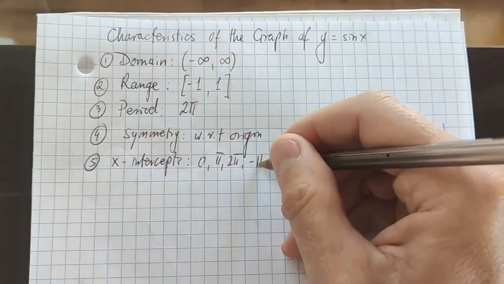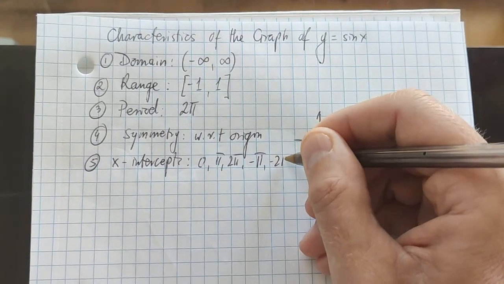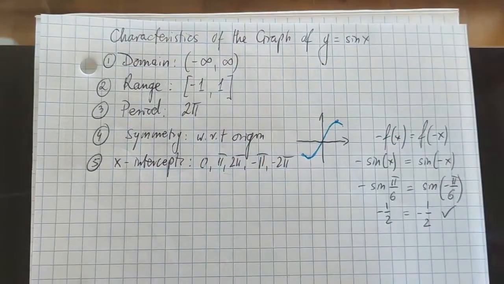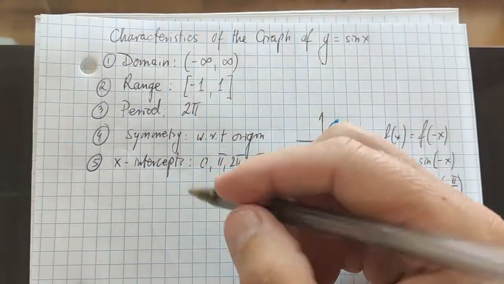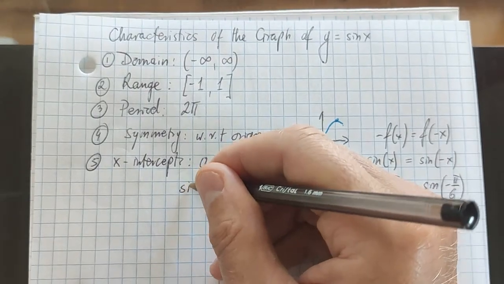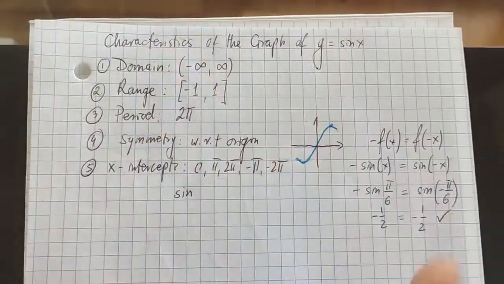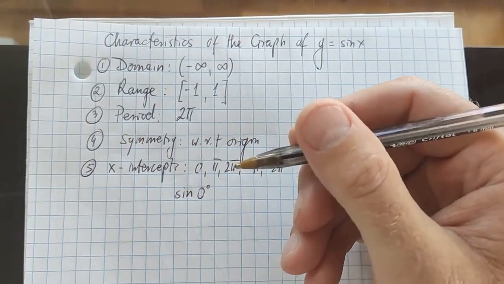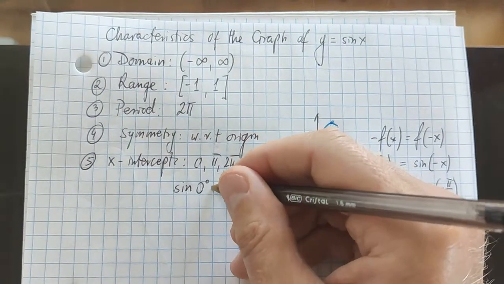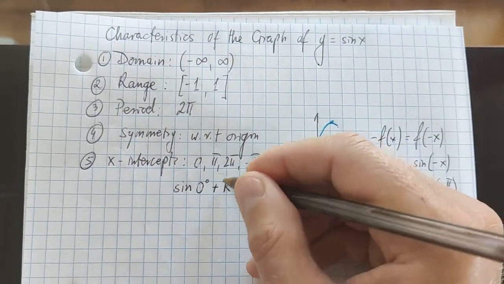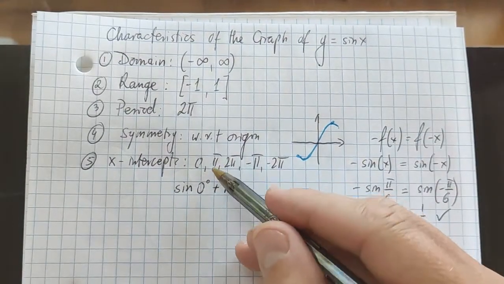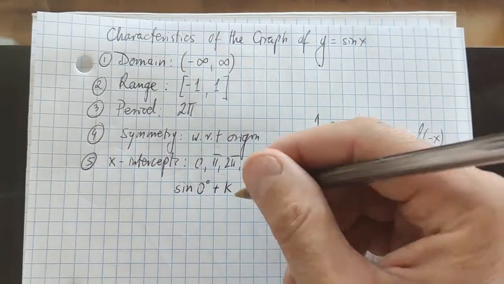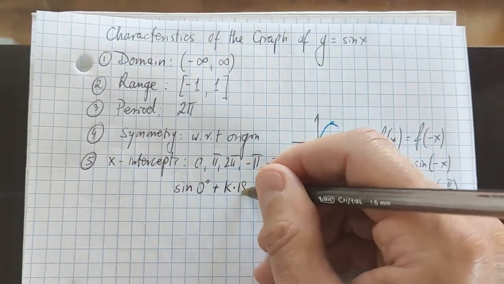So negative pi, and going the other direction, negative 2 pi. But what we can do is write it as one expression. I would write sine of 0 degrees, which gives me an x-intercept, plus, and I will be multiplying integers. So you see 1, 2, the next one will be 3 pi, 4 pi. So k will be any integer times 180 degrees.